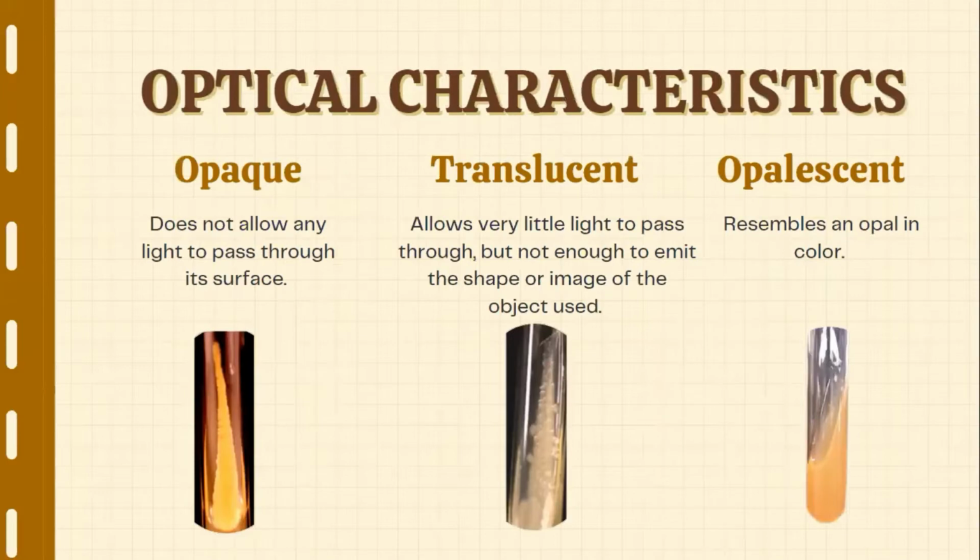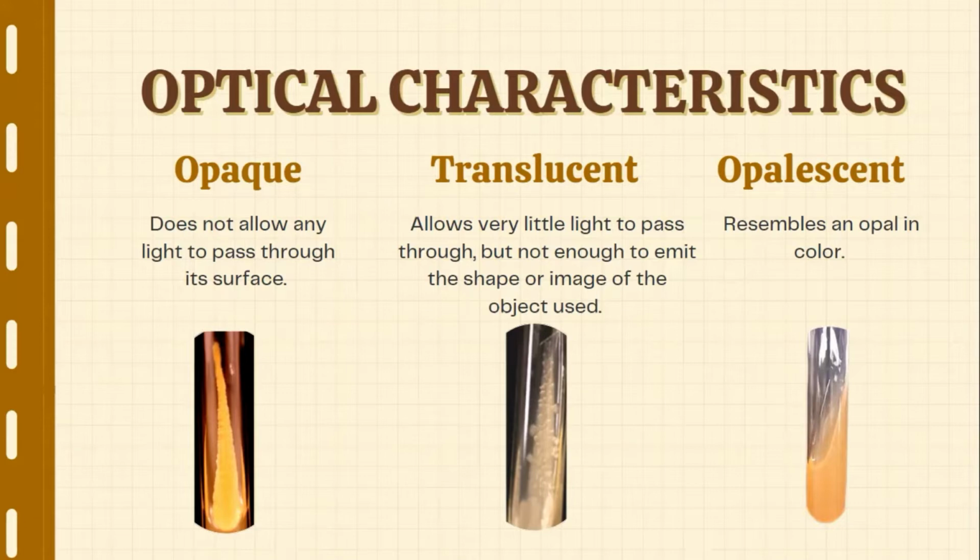Then we have the optical characteristics. It can be opaque, wherein it doesn't allow any light to pass through its surface. It can be translucent, wherein it allows very little light to pass through, but not enough to show the shape or image of the object being used.